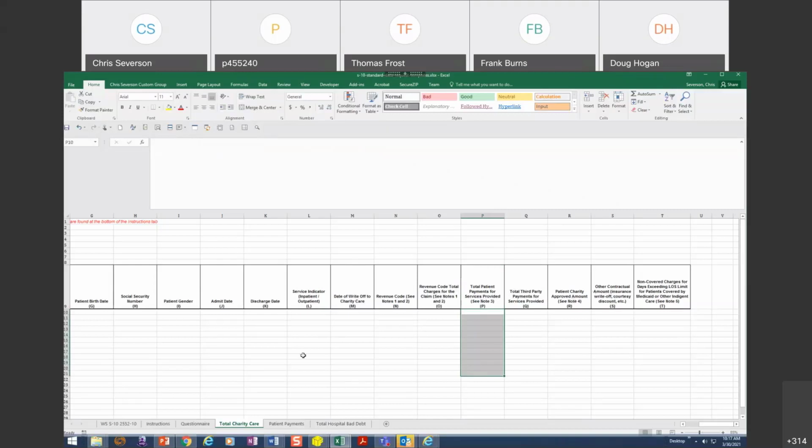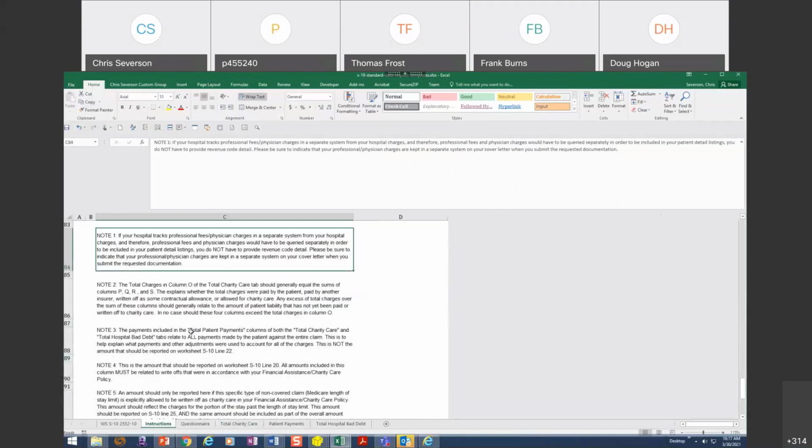So we have that, but let's look at note 3 here. The payments included in the total patient payments columns of both the total charity care and total hospital bad debt tabs again relate to all payments by the patient made against the entire claim. This is not the line 22 amount.